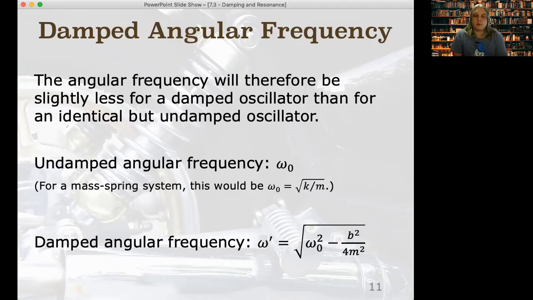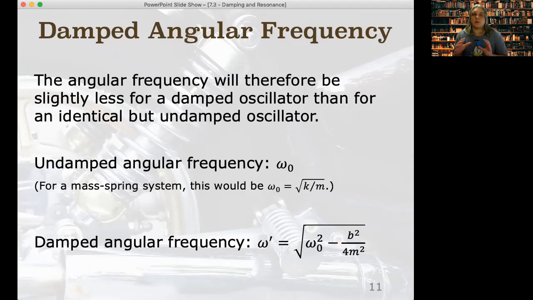What is the formula for it? At this point, it's useful to introduce new terms. We put omega with a little subscript 0 or naught for undamped angular frequency. And so we still calculate that the same way. For a mass spring system, it would be square root of k over m. But we now have a damped frequency, which we often write as omega dash or omega prime. And that is the square root of that undamped frequency squared minus b squared over 4m squared. Right? So the square root of that whole thing. Don't worry about where this has come from or how we got there. Just trust us, take our word for it that that is the formula.